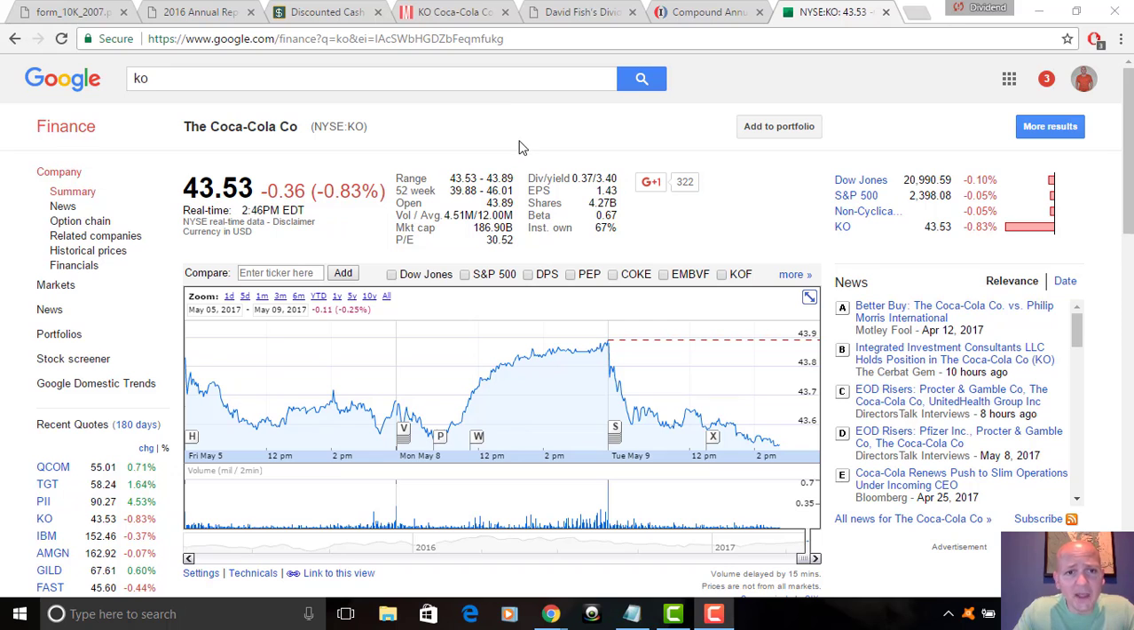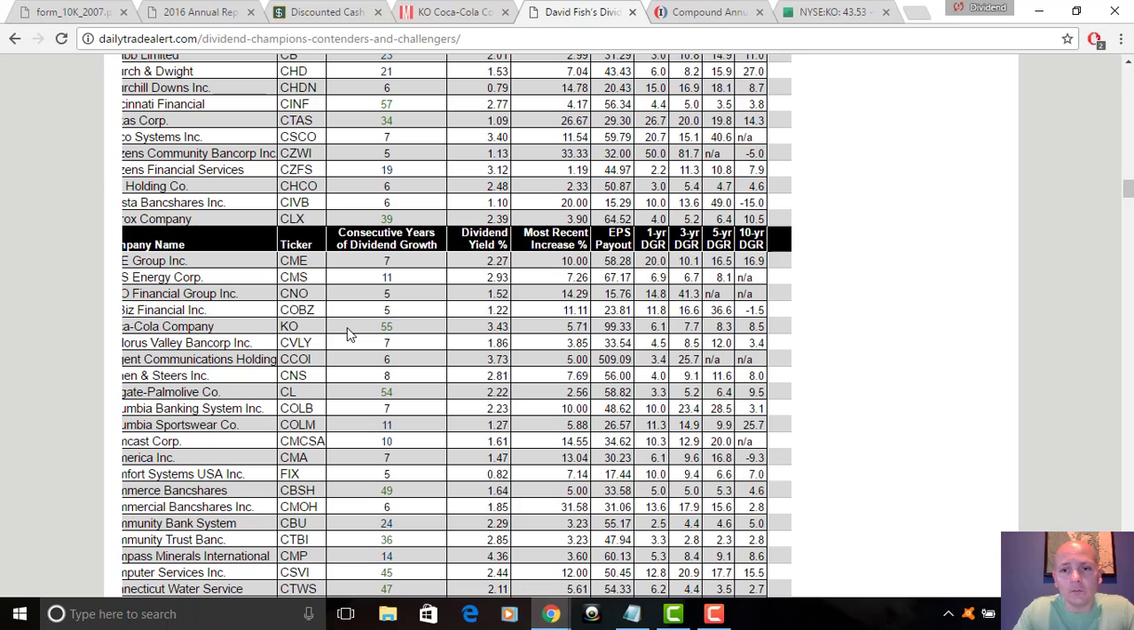So again, I have Coca-Cola pulled up, and when you read the articles, the first thing that you'll see after I go through the introduction is the dividend metrics. So I go through how many consecutive years a particular company has increased its dividend. I look at a 10-year dividend growth rate, I'll look at a payout ratio, and I'll look at the yield.